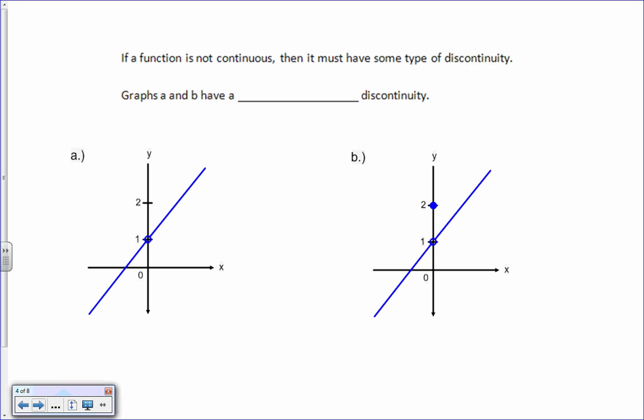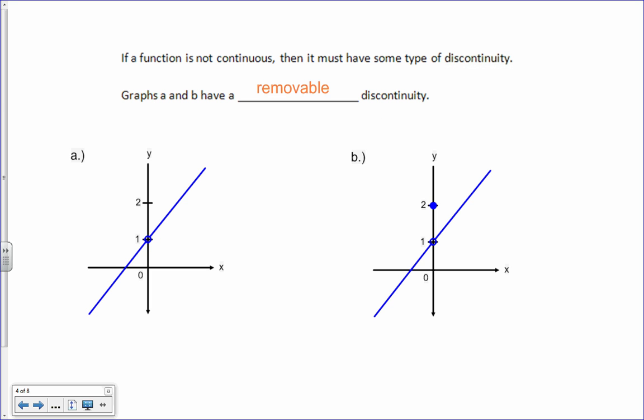Okay, if a function is not continuous, then it must have some kind of discontinuity, correct? Something that makes it not continuous. Are you agreed with that? One of them would be these, which are apparently holes, correct? Yes, they are removable. One of the reasons they're called removable is that if I fill in that hole, it is continuous, right? I have removed the discontinuity by just filling in that point, right? So A and B are both removable. Okay.